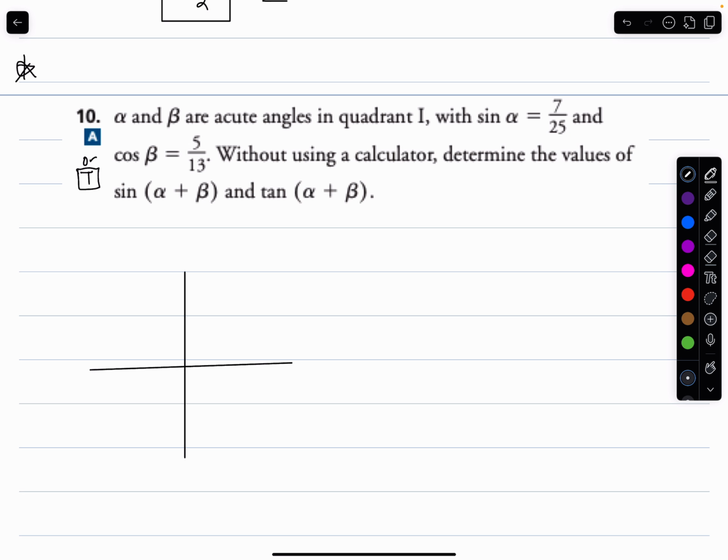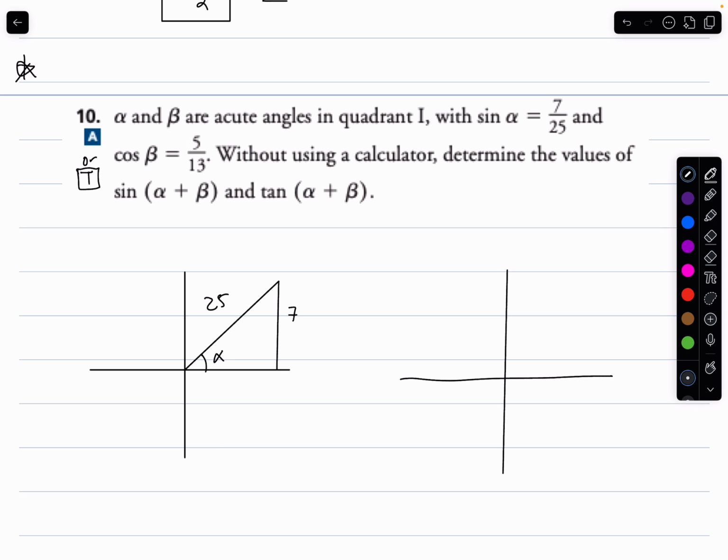So if you look at this, it says in quadrant 1, let's say sine A is 7 over 25. So that means its opposite over hypotenuse is going to be our sine A, sine alpha. It also tells us that cos beta in quadrant 1 is 5 over 13. So 5 over 13 is going to be for beta. Now it's saying without a calculator, determine the values of sine A plus B and tan A plus B.